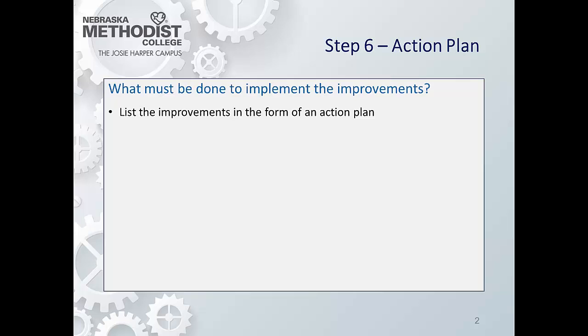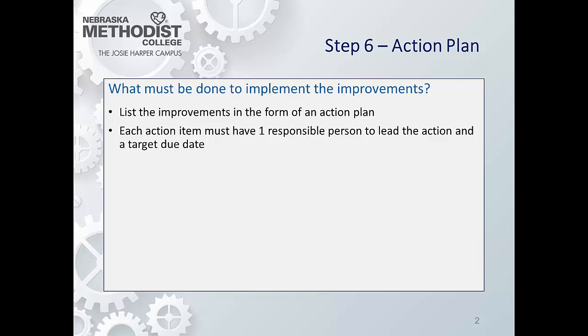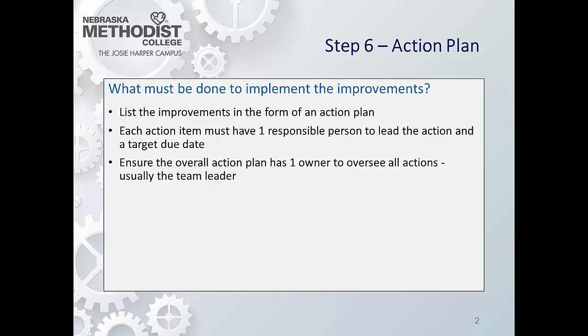The deliverable of step 6 is a list of the improvements that will be pursued in the form of an action plan. It is important that every improvement be assigned one person that is responsible for ensuring that action is completed. This person does not necessarily have to do the work themselves, but is responsible for coordinating any activities leading to the completion of that task. It is also important to set a due date for completing the action. The team should come to an agreement on who owns the overall project plan and who will oversee the completion of the plan. This is usually the team leader of the A3 project.